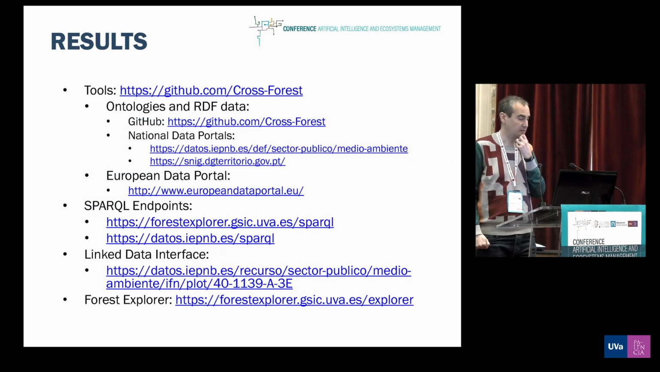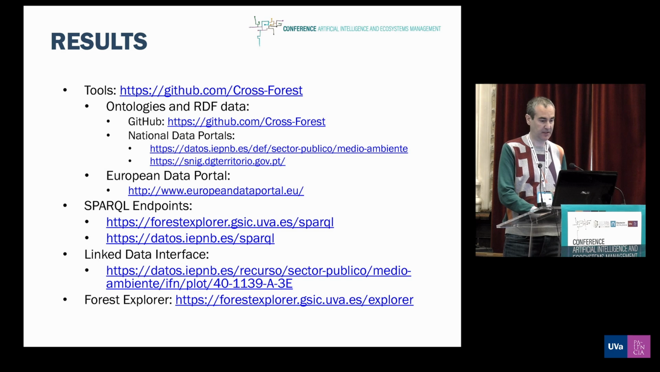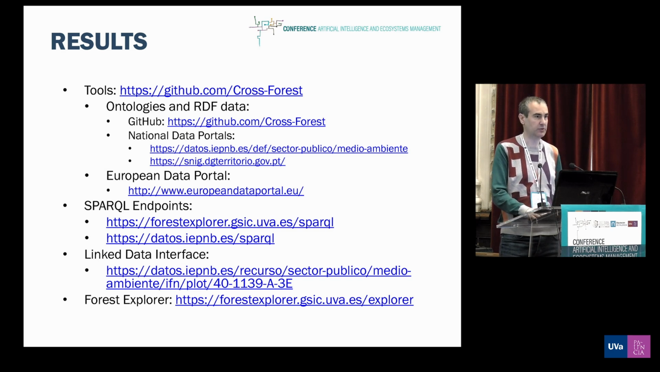All these results are available. In the case of the forest inventory and land use map, not only the data and the ontologies, but also all the tools used and created to do this. So everything is 100% reproducible. The ontologies we also publish in our GitHub, but they are also published in the national data portals of Spain and Portugal and the European data portal. And we also provide a SPARQL endpoint to make the kind of queries I explained.